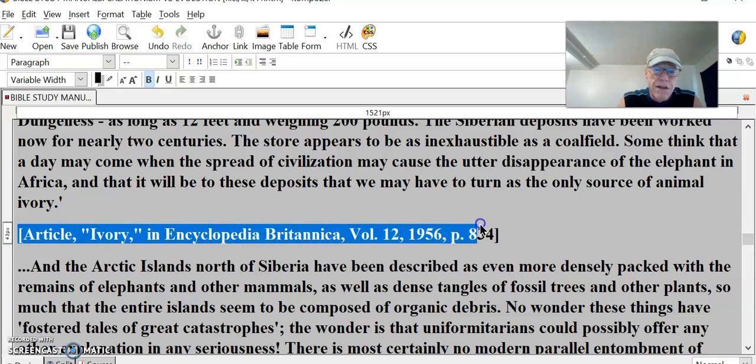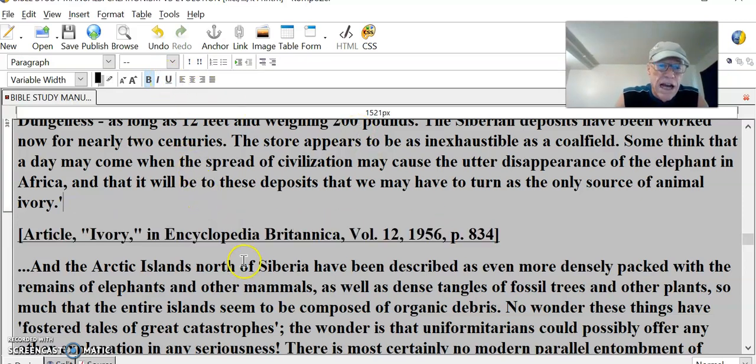See, how far do you have to go? Just go to the encyclopedia and then use your own common sense. How did these mastodons and mammoths get there? Oh, billions of years ago, millions of years ago, they lived there and they got gradually frozen.